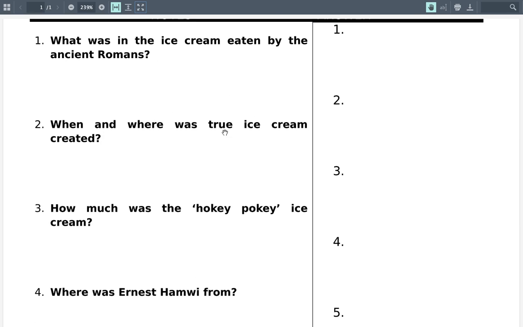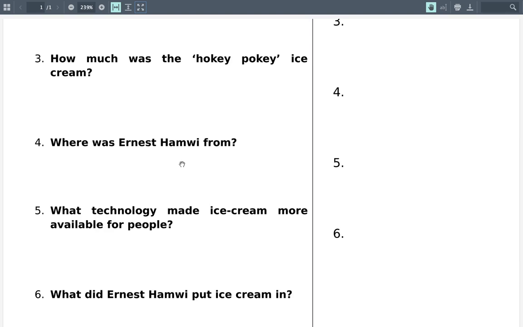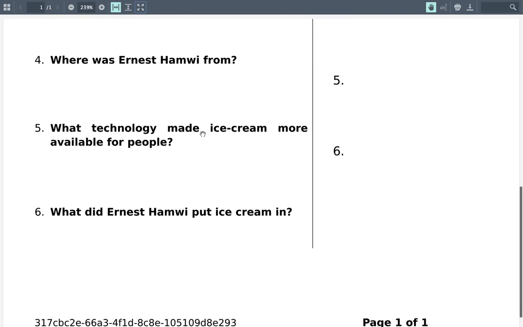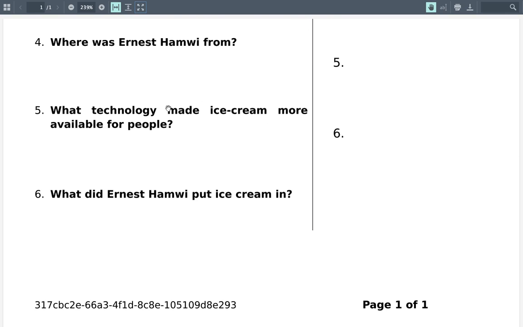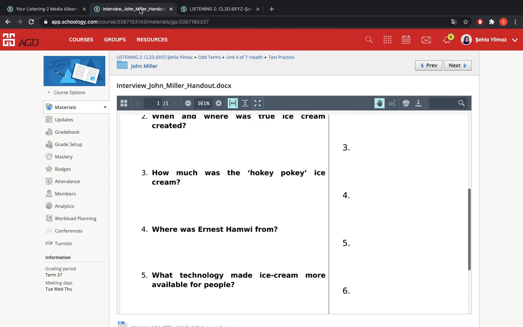When and where was true ice cream created? How much was the Hakipoki ice cream? So there's a specific ice cream. Where was Ernest Hemingway from, the country? What technology made ice cream more available for people? So there's a technology that helped the popularity of ice cream. The last question, what did Ernest Hemingway put ice cream in? So there's a specific thing. So these are the 6 questions that you need to answer after listening to the audio.